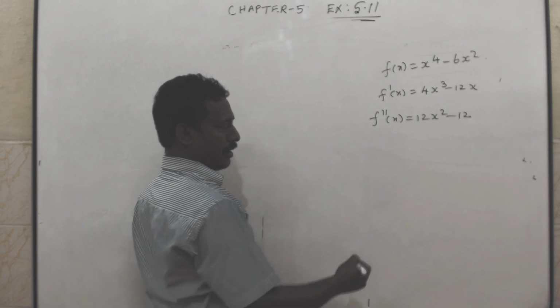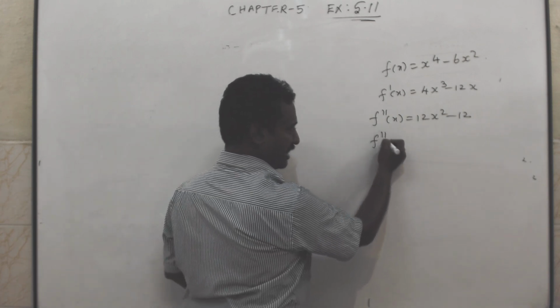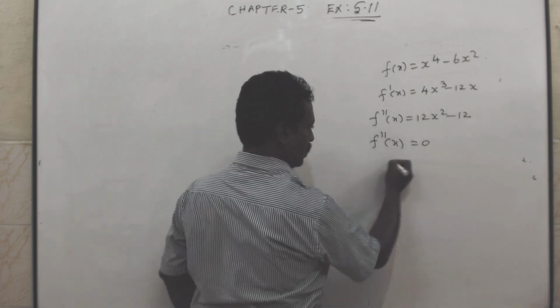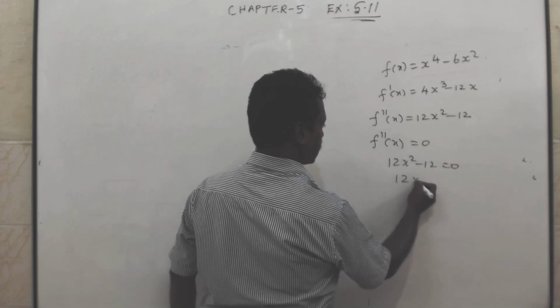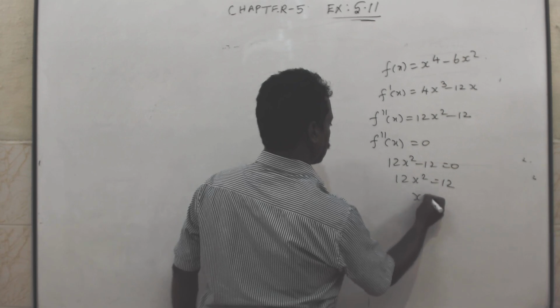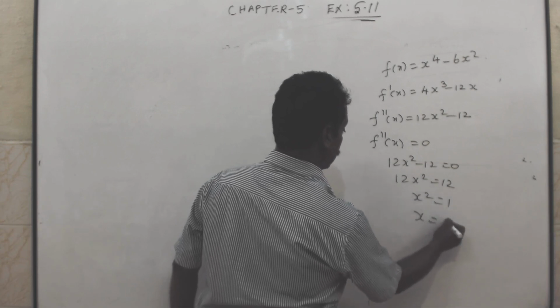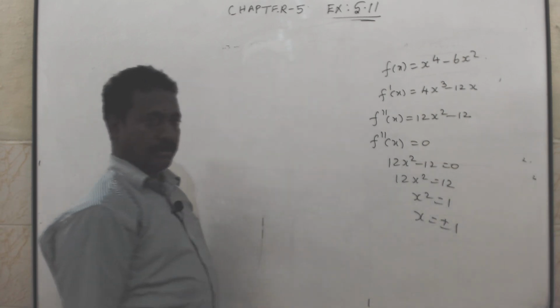What is the next step? f double dash of x equal to 0. 12x square minus 12 equal to 0. 12x square equal to 12. x square equal to 1. x is equal to plus or minus 1.